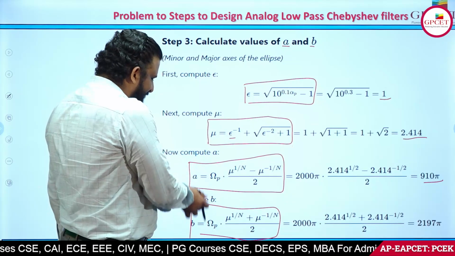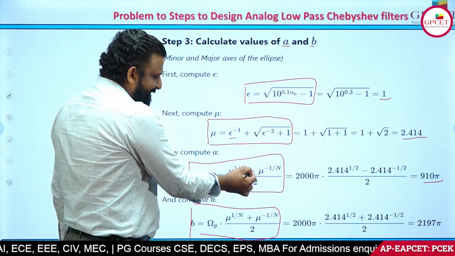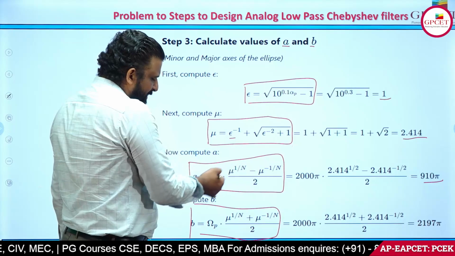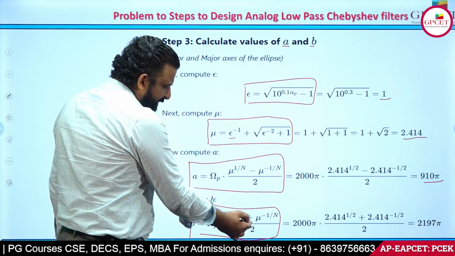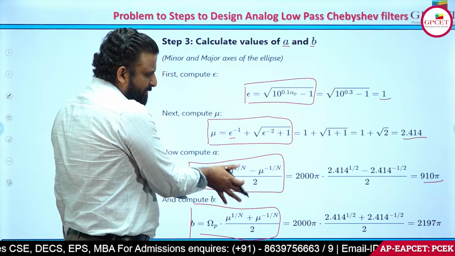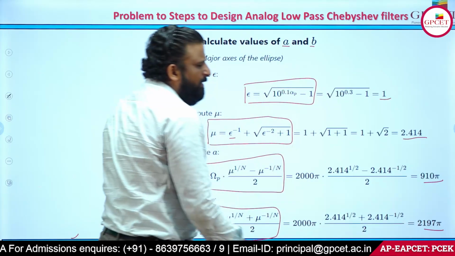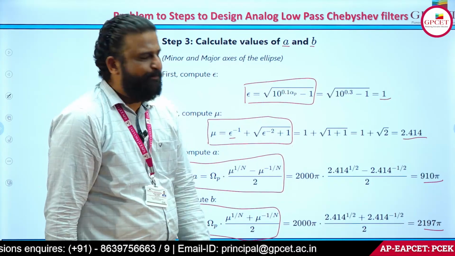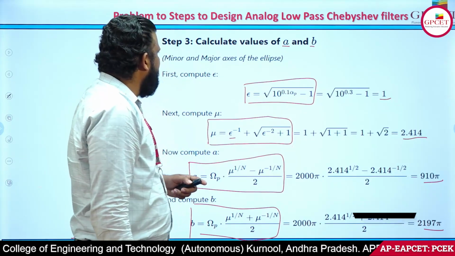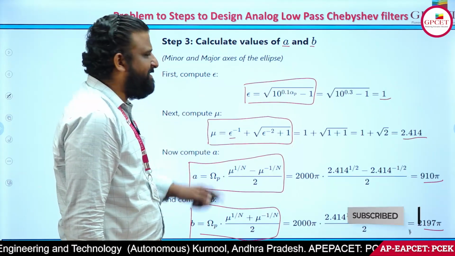Small difference between a and b, just notation: minus in a, and to calculate b it will be plus, just a small difference in the formulas. So after calculating the value, what I got here, b is equal to 2197 pi. So fine, here in step 3 we calculated both the minor and major axis.